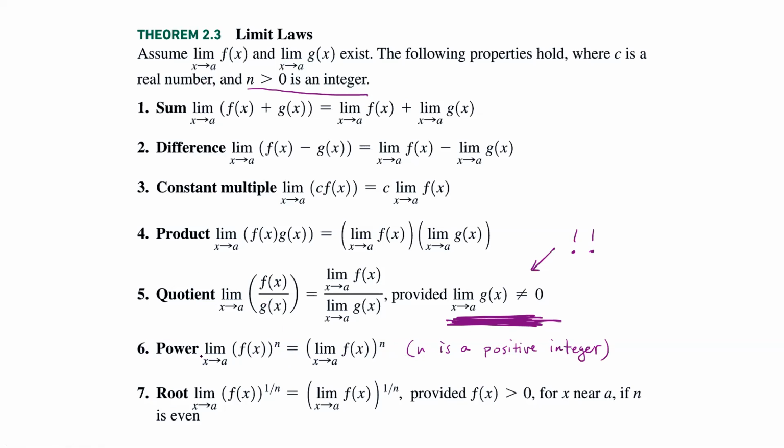So for number 6, the power rule says if I have a positive integer power, I can just apply the power to the limit. Versus here, I have to be careful for number 7. It says if I have a power of 1 over n, then I can apply the power to the whole thing as long as f of x is positive.